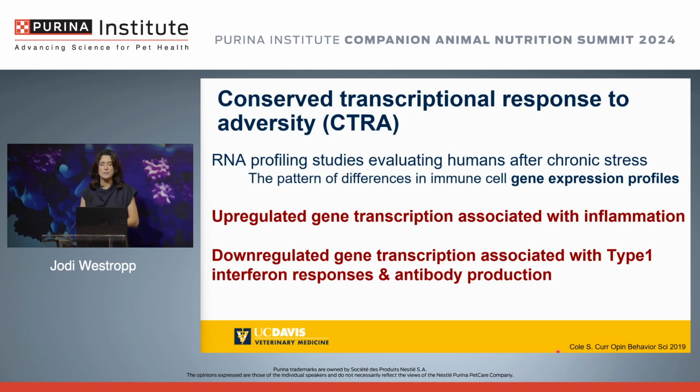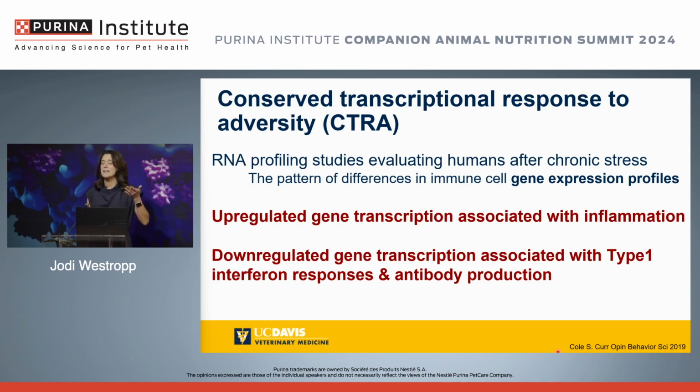Finally, in the last few slides, I wanted to talk about just another area of investigation to consider on how we can study the effects of stress and inflammation. This is something called the conserved transcriptional response to adversity. They looked at RNA profiling studies to evaluate humans after chronic stress, and they found a pattern of differences that were associated with immune cell gene expression profiles.